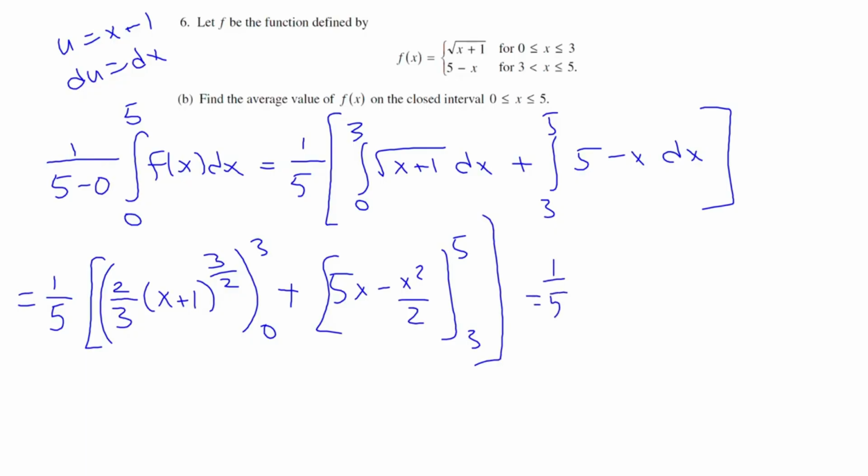So we've got 1/5, and then now we'll plug in 3. So 3 plus 1 is 4, right? The square root of 4 is 2, and 2 cubed is 8. So it's 8 times 2/3, so 16/3.